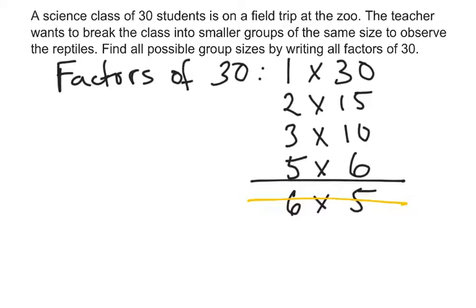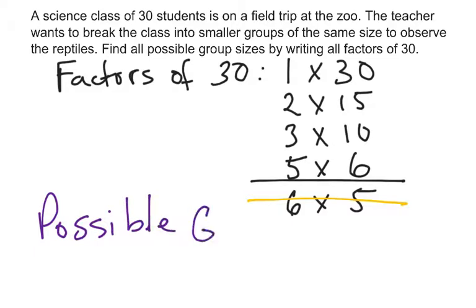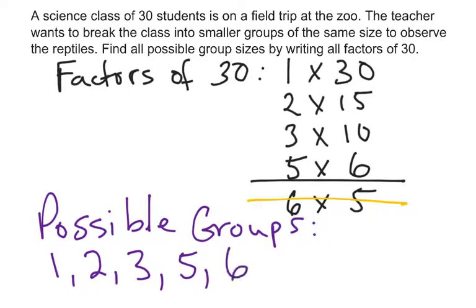So our answer is going to be: the possible group sizes are 1, 2, 3, 5, 6, 10, 15, and 30. So we know that she's going to group the students into groups of 1, 2, 3, 5, 6, 10, 15, or 30.